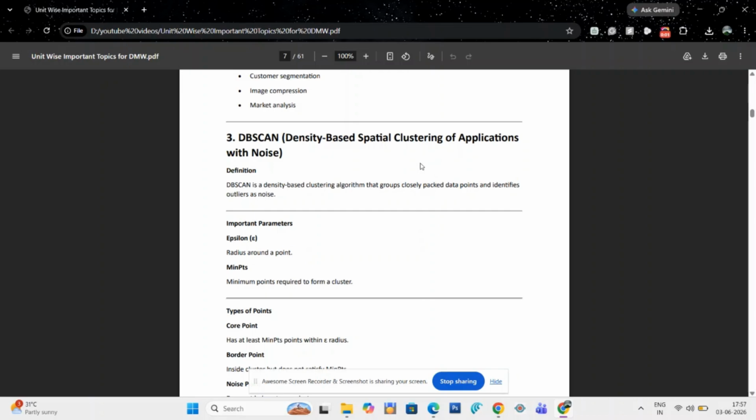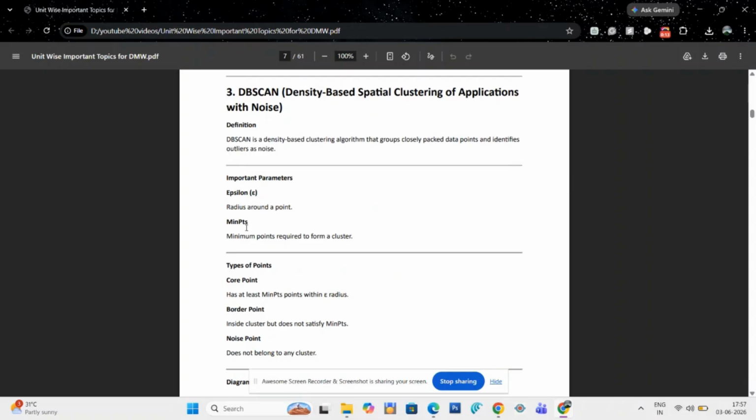Density-Based Spatial Clustering of Applications with Noise. So what is the definition? DBSCAN is a density-based clustering algorithm that groups closely packed data points and identifies outliers and noise. The important parameters are epsilon and minimum points. Epsilon is the radius around a point, and minimum points is the minimum number of points required to form a cluster.